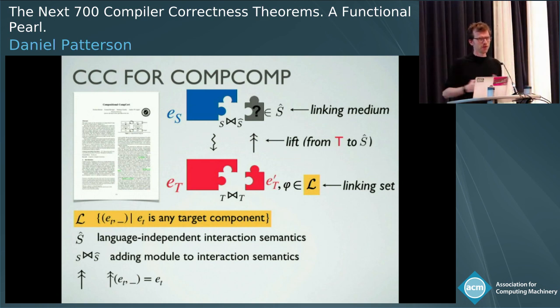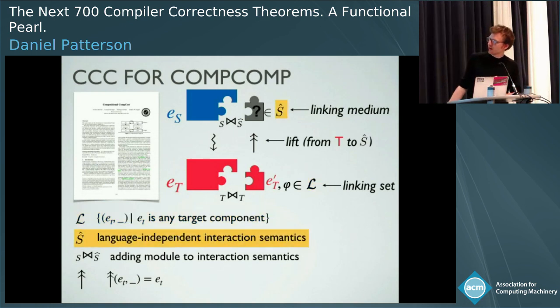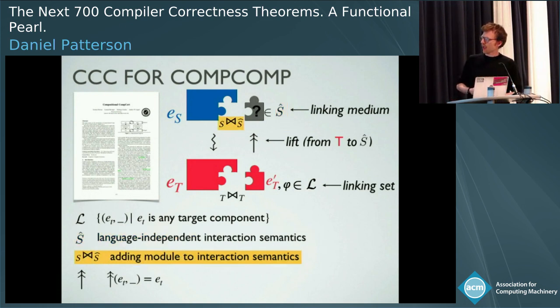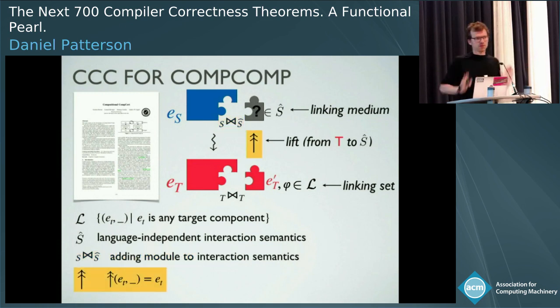Any target code is fine. You don't need to prove that it's related to anything. But this comes at a trade-off, which is that the linking medium is now this language-independent interaction semantics. Interaction semantics is their way of having these cross-language calls. And that means that because you can directly link source to target with this interaction semantics, our linking is just adding things together, and the lift function is just take the target code.